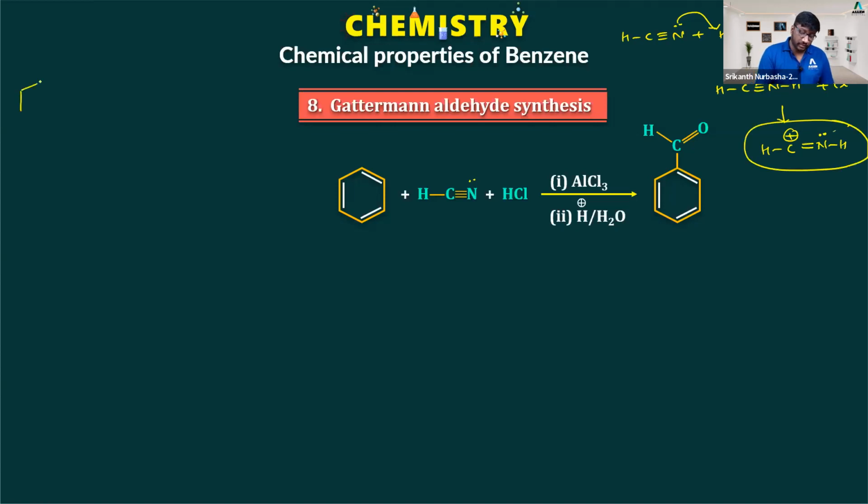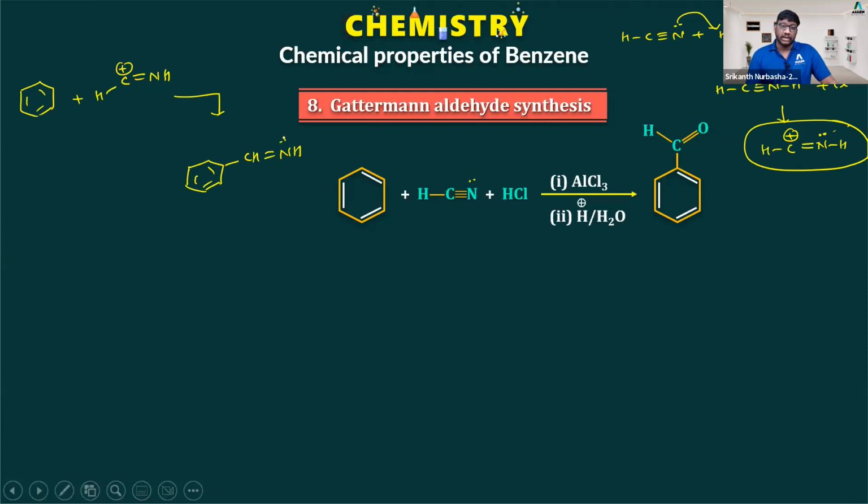And we have benzene. And what is the electrophile? HC plus double bond NH. Electrophilic substitution you can do because it is benzene. You can substitute any carbon atom because there is no other group. So you get CH double bond NH present. Yes or no? You will get what, students?